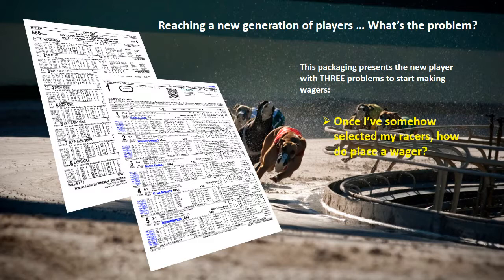Now, I've picked my racer. How do I place a bet? I don't understand the bet types. I don't understand what's going to maybe give me the best payoffs. I don't know what's going to meet my budget. And third, why does this take so long? In today's social media dominated, I want it now society, younger people especially want things fast, fast, fast. So how do we address this problem?